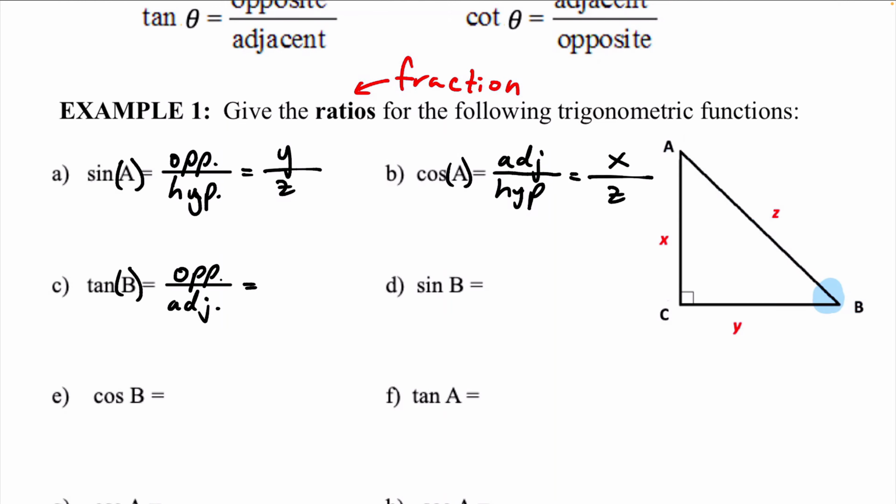Okay, so I'm at B now. Which side length is opposite of B? Which side length, X, Y, or Z, is not touching B? X, right? X is opposite. So that goes on top. Which one is adjacent? Touching, but not the hypotenuse. X, Y, or Z? Y. Y, yep.